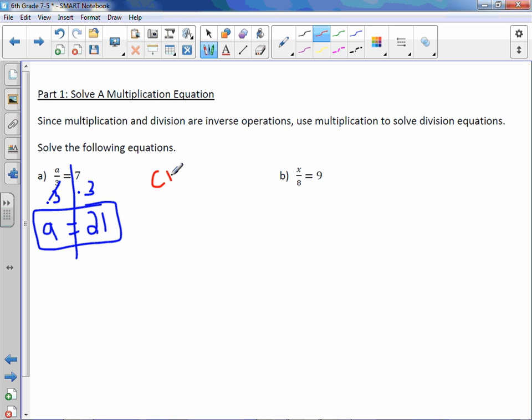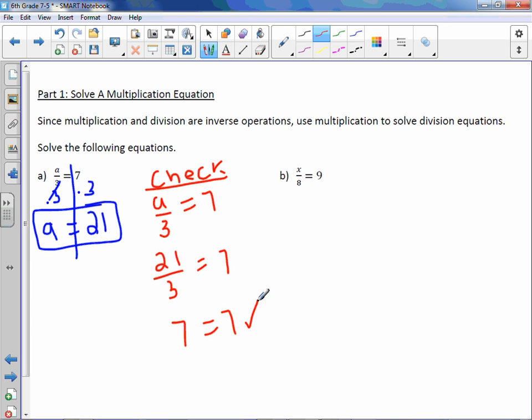And let's do the check. Write your original equation. Substitute in what you got as your solution. Do the division problem. And it checks out.